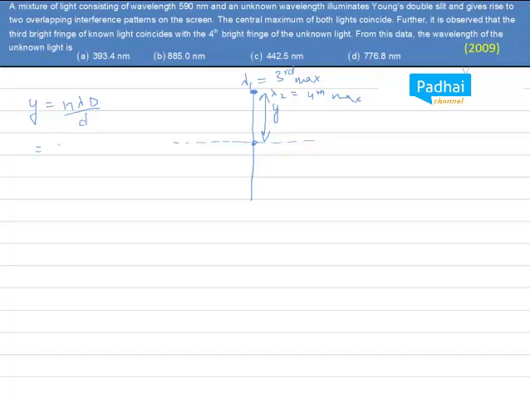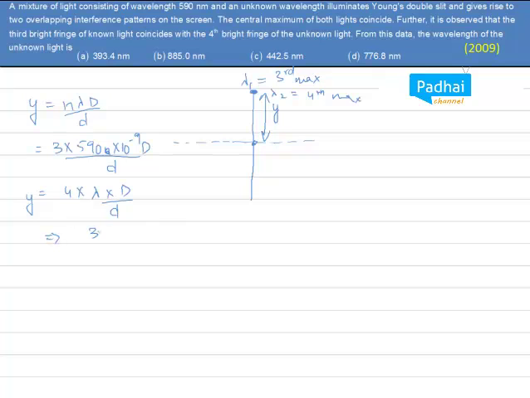So that means this will be equal to what? 3 into lambda, which is known, for the third bright fringe of the known light. What is the wavelength? 590 nanometer, into 10 raised to the power minus 9, D by d. And the same y will be for the fourth bright fringe: 4 into lambda, let us suppose, which is unknown, into D by d. These two will be equal.